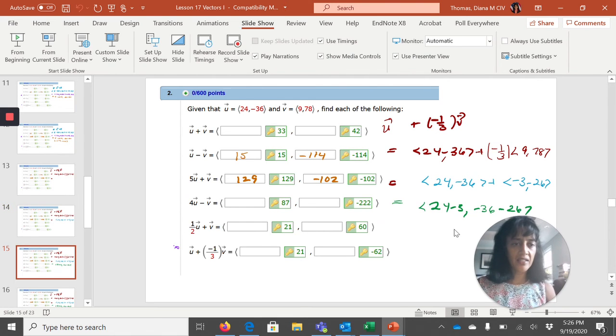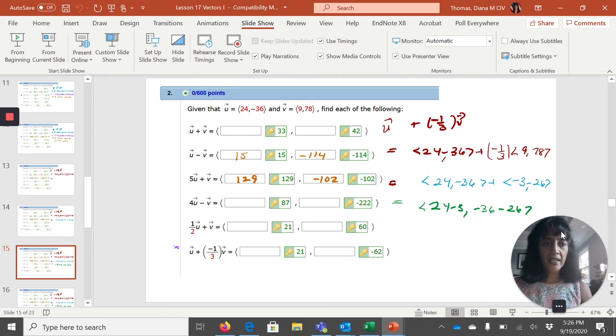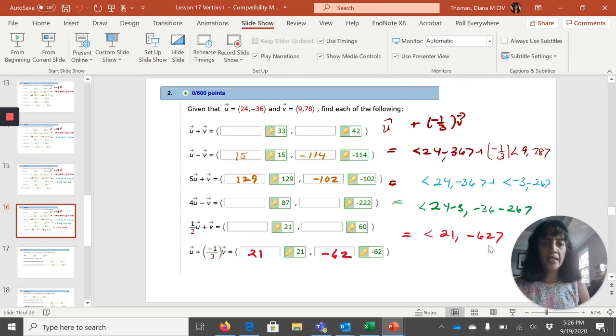It's corrected. And then I move on with the arithmetic, combining component by component, and then we get 21 and minus 62. And that's what goes here.